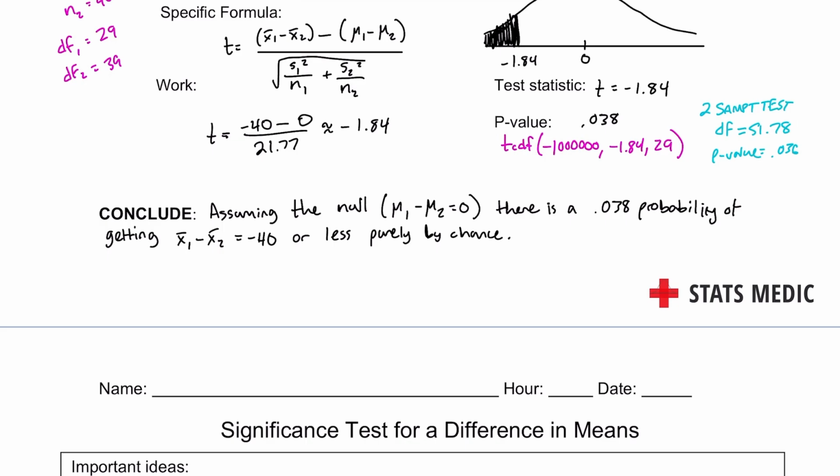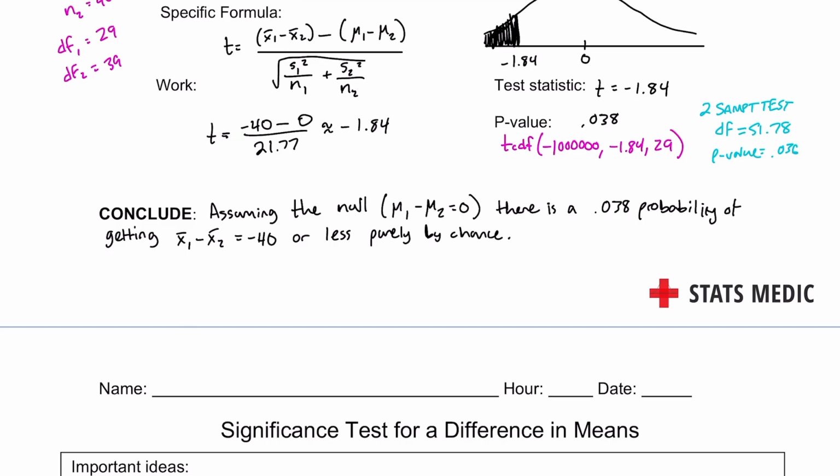Now, this isn't technically in context. If I wanted to include context, I would write this in words. So I would just say getting a difference of means between labeled and non-labeled receipts, blah, blah, blah. You get the idea, right? This is just what the p-value represents, though. The actual conclusion that you have to have will look like this.